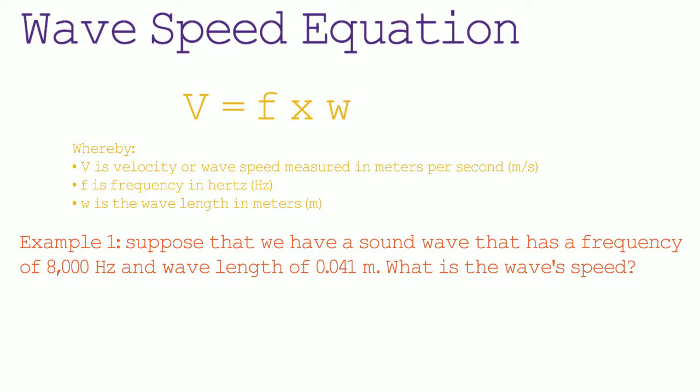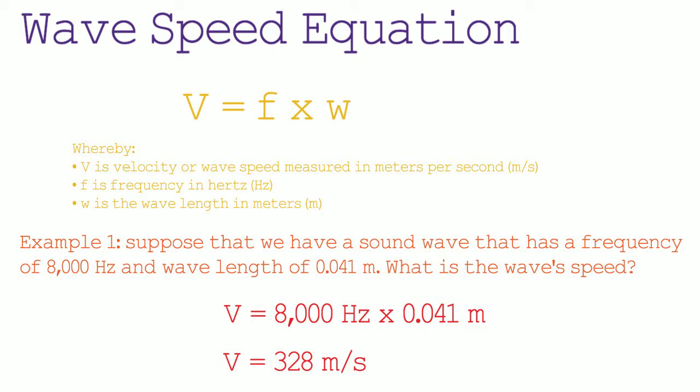We work the wave's speed out by using the formula above, which is V equals F times W, or lambda. V here is what we're trying to work out. F is given in the question, and this is 8,000 Hz. The wavelength is also given in the question, which is 0.041 meters. So to work out the wave speed, we do 8,000 Hz times 0.041 meters, which gives us a speed of 328 meters per second.